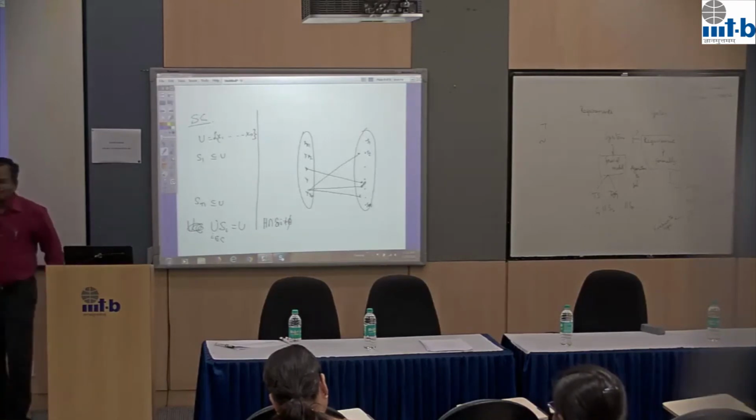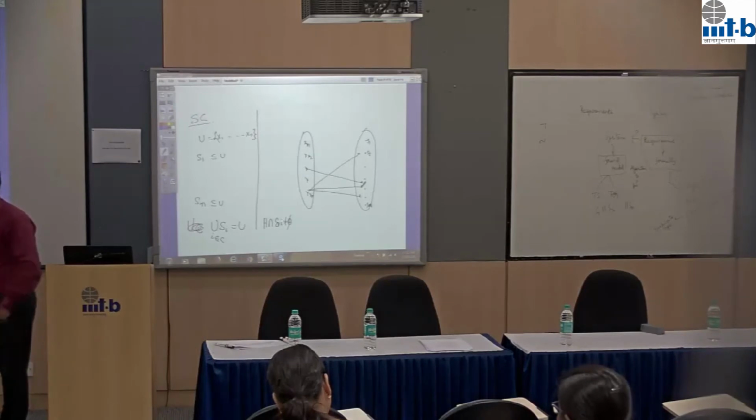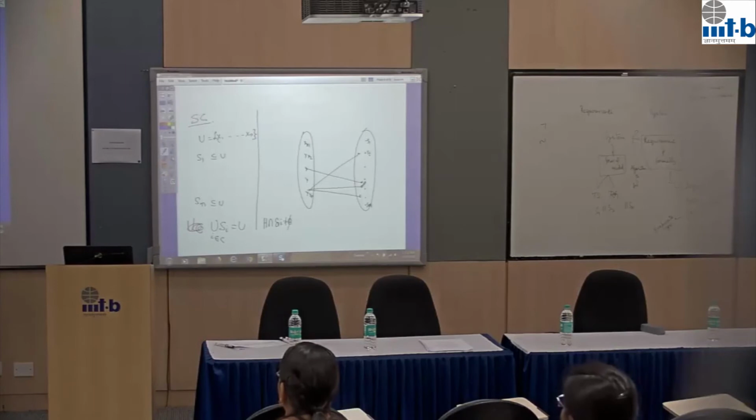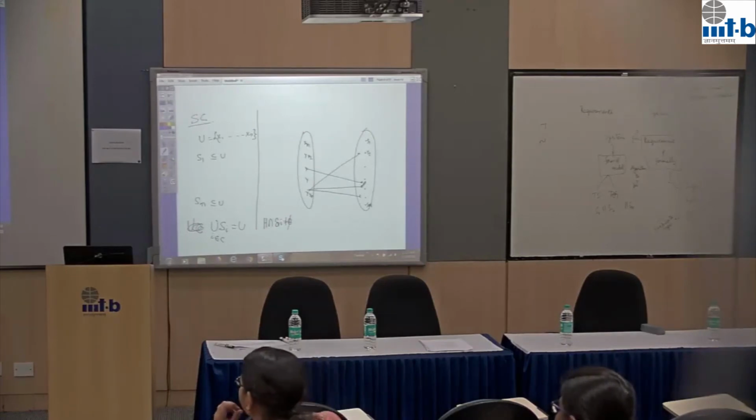So what is the hitting set problem? The hitting set problem is the dual of it. I stand on this side. I want to pick some vertices on this side, so that when you look at the edges which are incident on it, you should cover everything on the right hand side. That's all. So these two problems should be the same then, right?